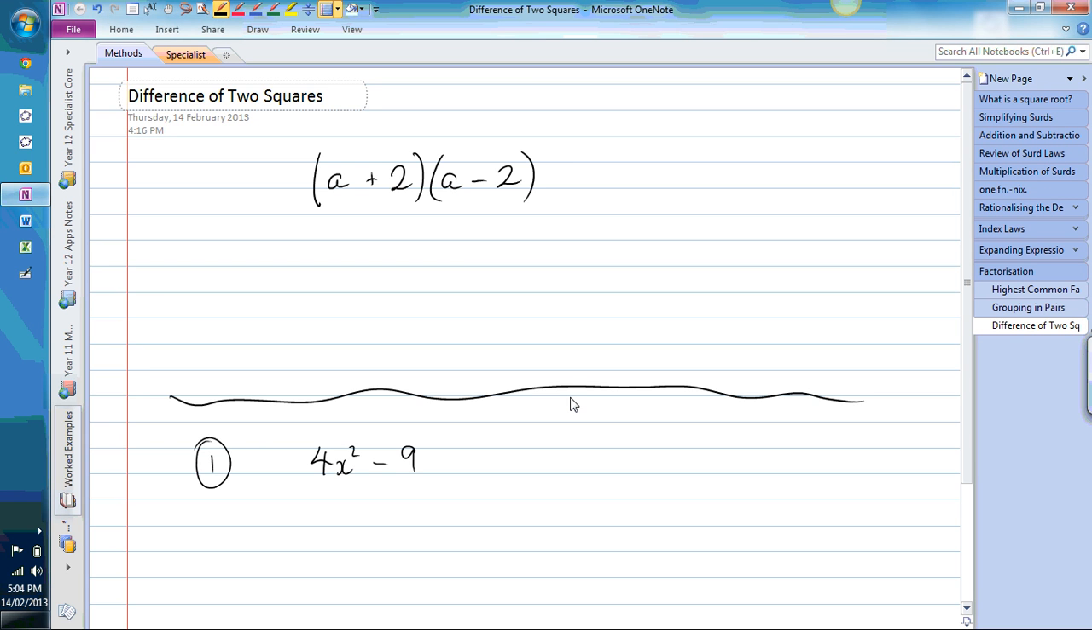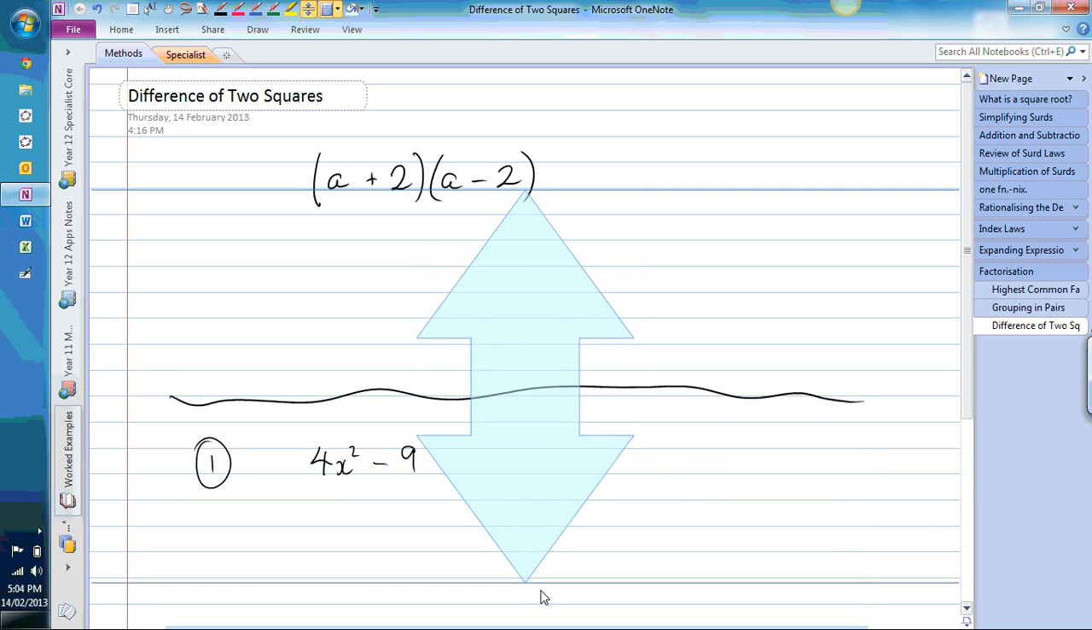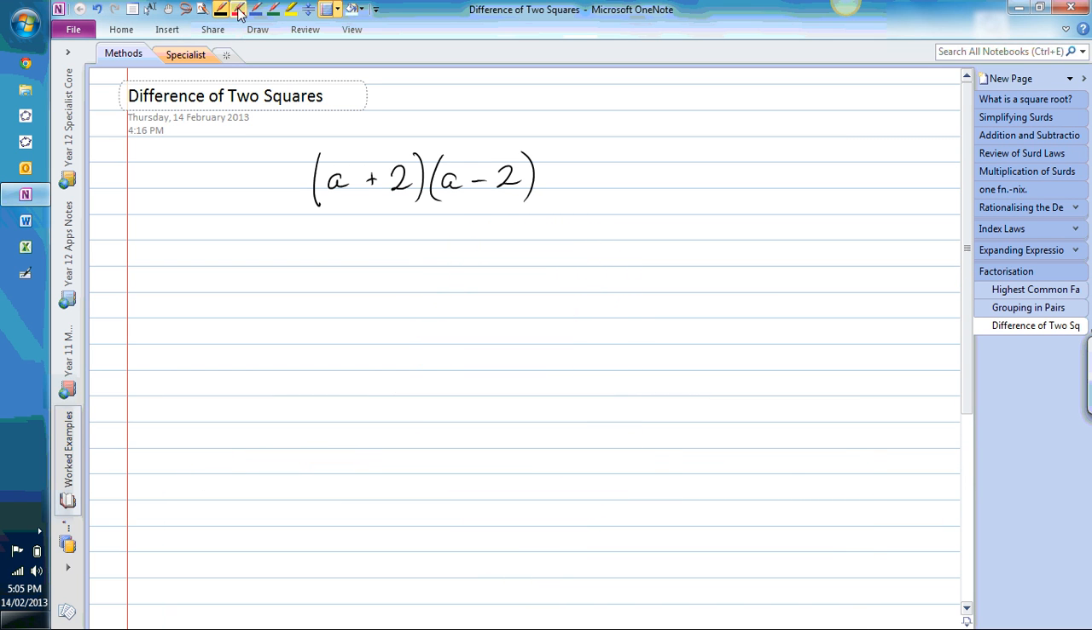The next example that I want to look at is the method called difference of two squares. Before we get on to some examples of this, I just want to spend some time to look at where this actually comes from. This method of factorization is a little bit different because it comes from just noticing something about expanding.